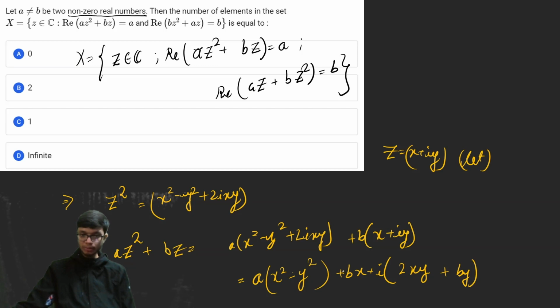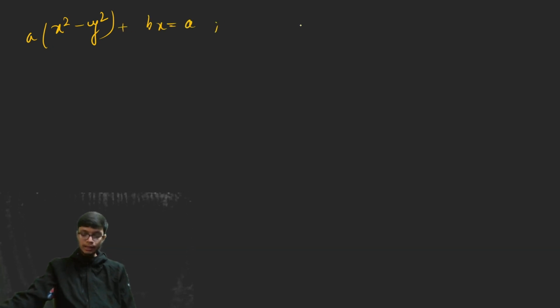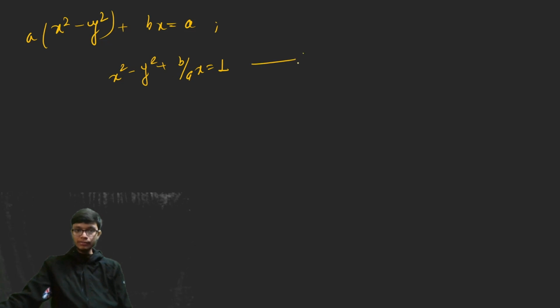So that's the first complex number, and its value is equal to a, and a is a real number. That means the imaginary part will be equal to 0, so you have to equate the imaginary part to 0. If you do so, you will get a times x square minus y square plus bx is equal to a. If you divide by a, this is x square minus y square plus b by a x is equal to 1. So that's the first equation.